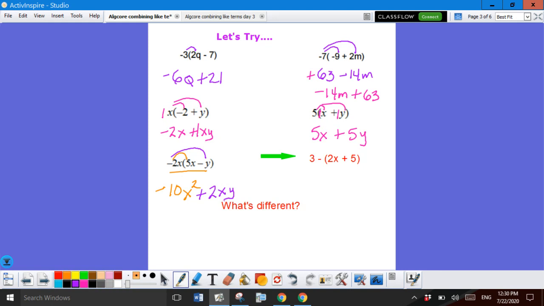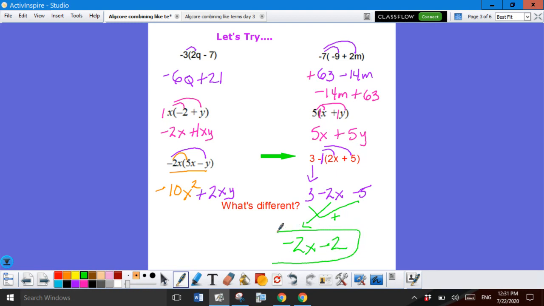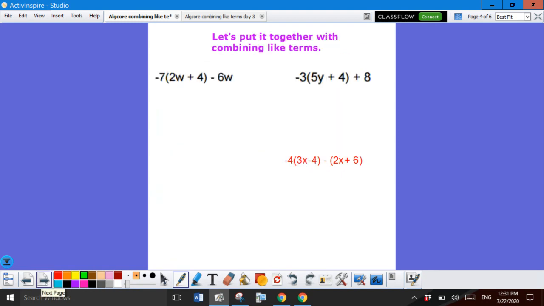All right, now, what's different on this one? Well, if you're thinking, hey, there's a negative 1 right there, you're right. So instead of distributing the 3, the 3 is actually going to drop, okay? I'm distributing the negative 1. So 3 minus 2x minus 5. And then looking at like terms, I see these two should go together. So my negative 2x is going to drop. 3 plus a negative 5 is a minus 2, and that one is finished. Okay, take a minute and see what you can do with these.